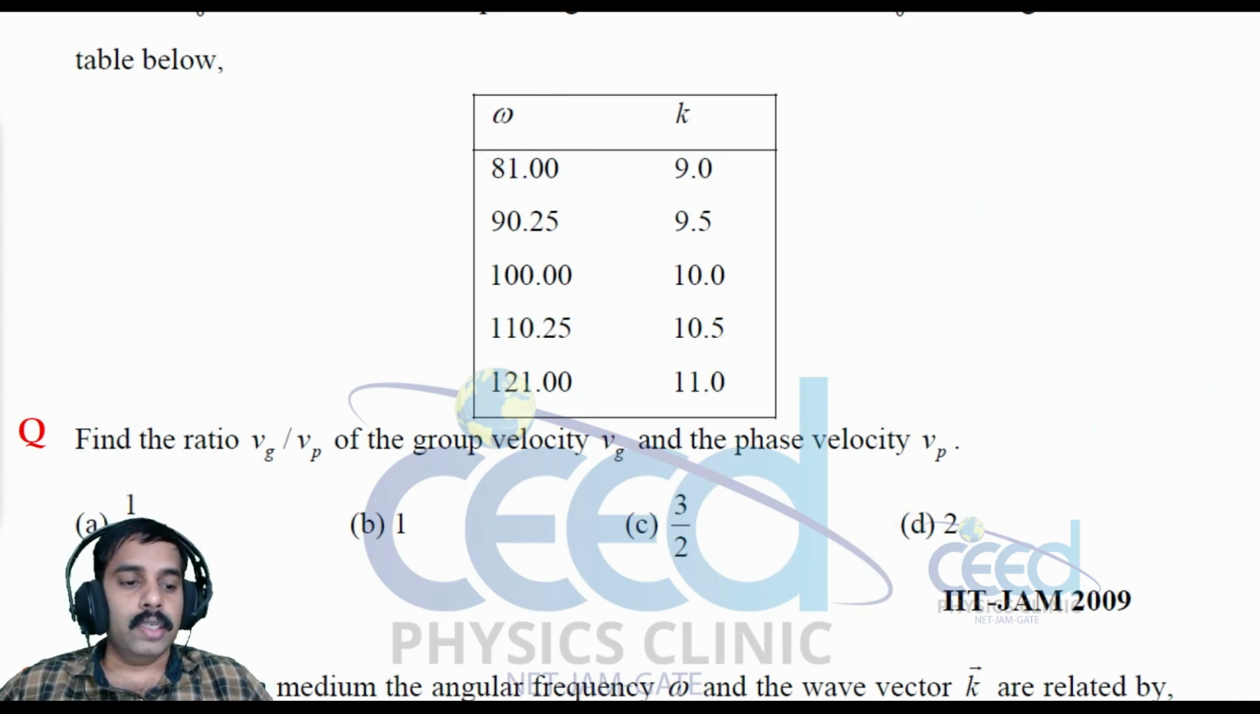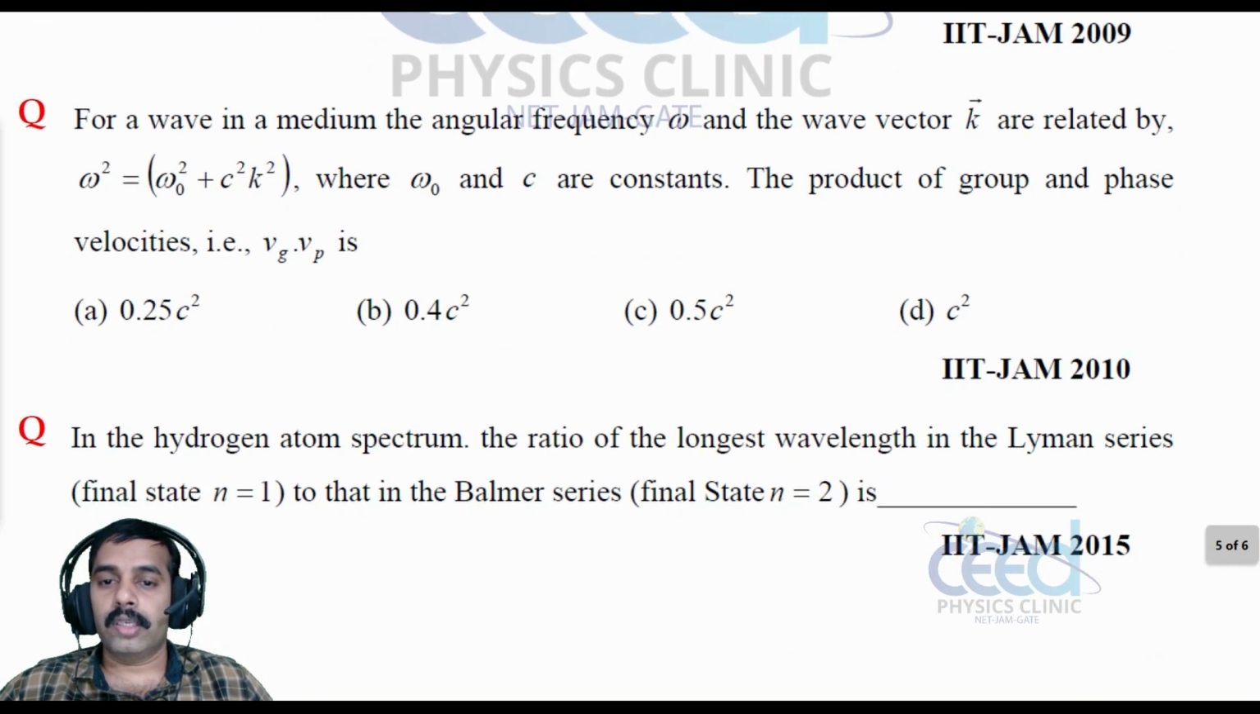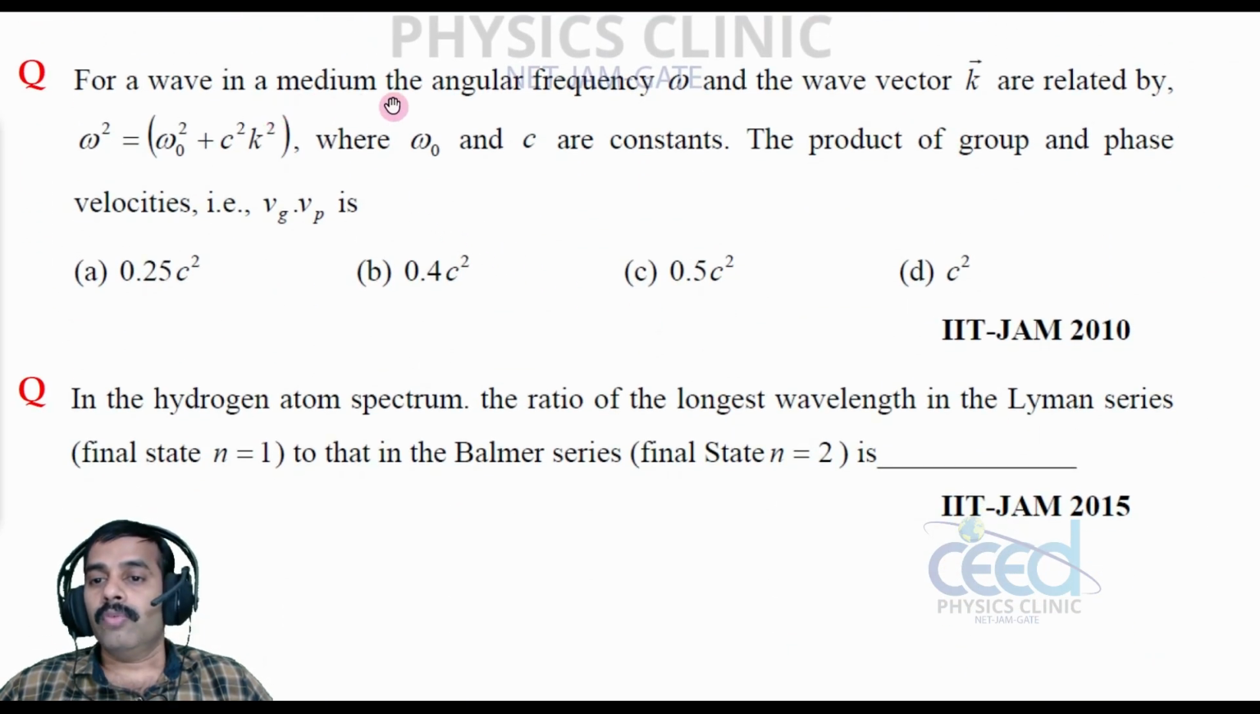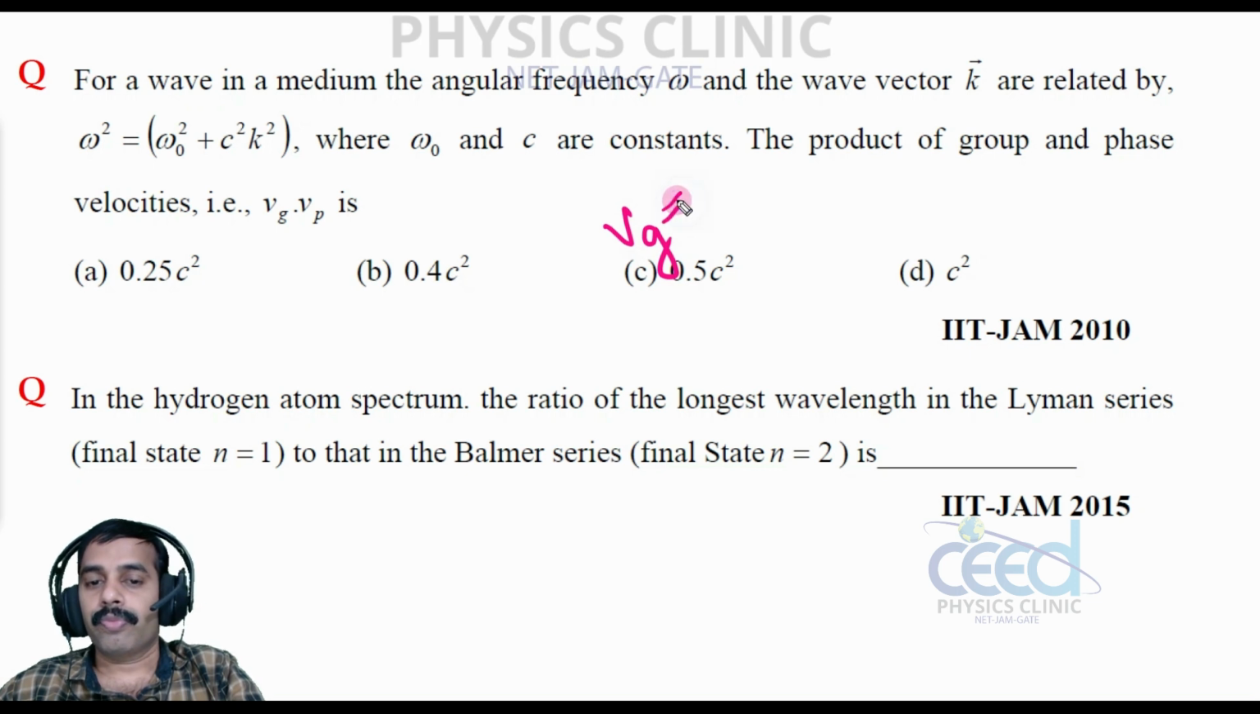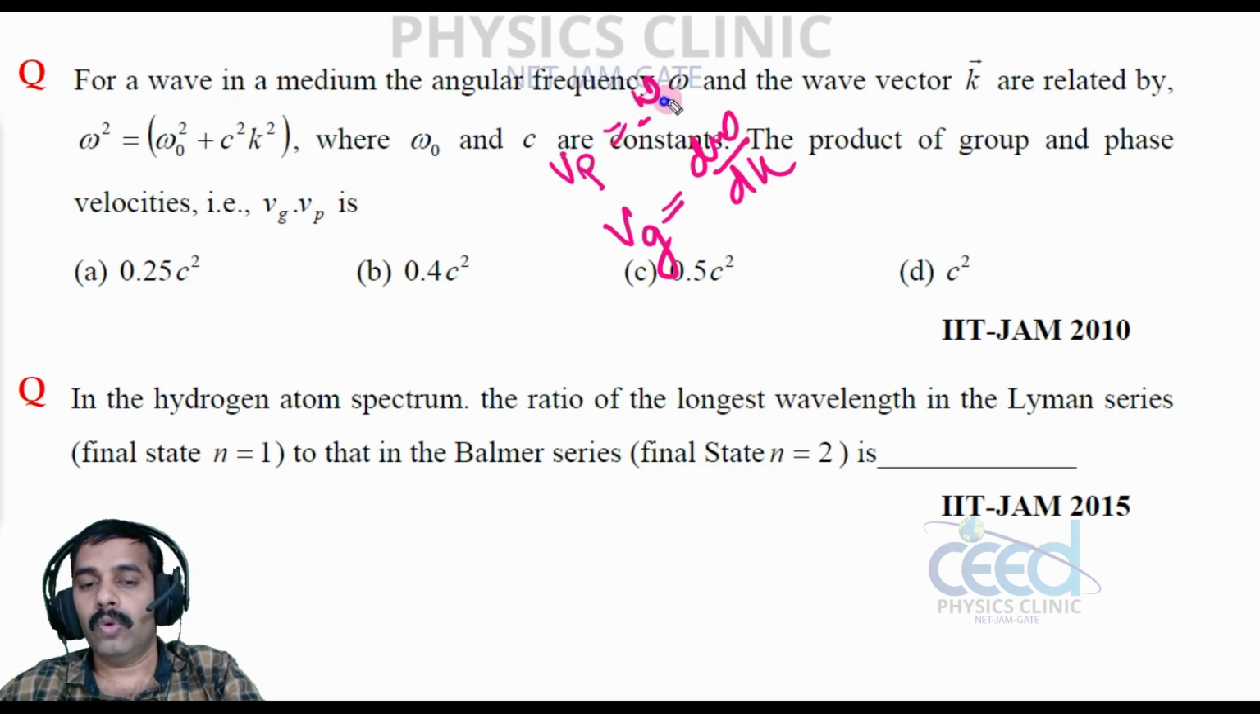All right. Now let us come to another question. For a wave in a medium, the angular frequency omega and k are related by this relation. Omega 0 and c are constants. The product of group velocity and phase velocity, we need to find Vg into Vp. So from this we can solve for omega first, right? Vg is equal to d omega by dk, and Vp is equal to omega by k.